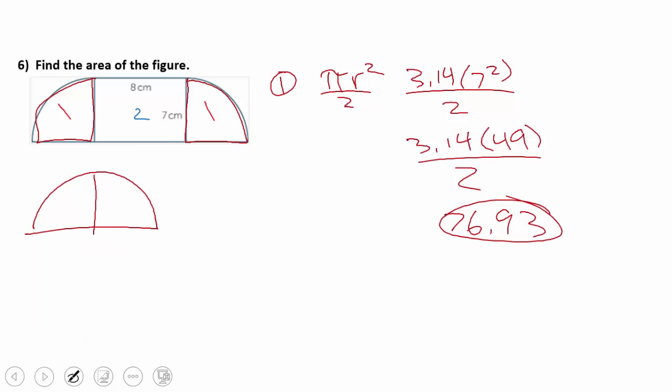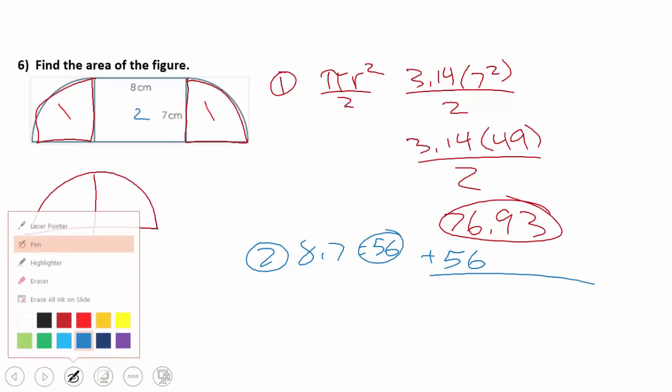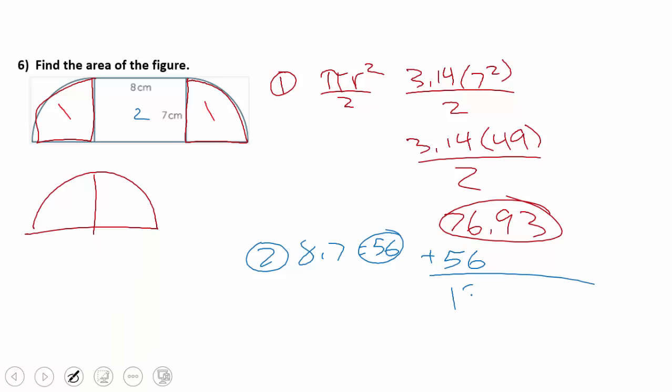And my rectangle is nothing more than 8 times 7 for 56. Yeah. So when I add these 2 together, I get a whopping total of 132.9 centimeters, and we're going to take that squared for the area of that shape.